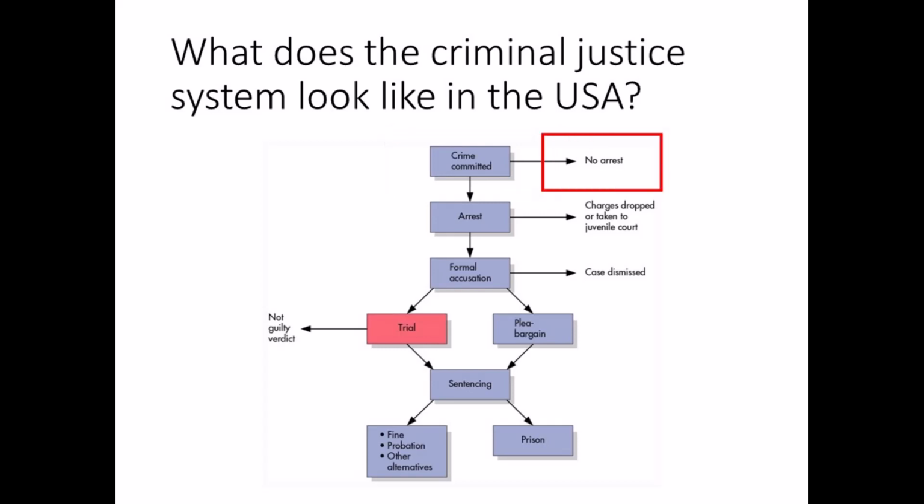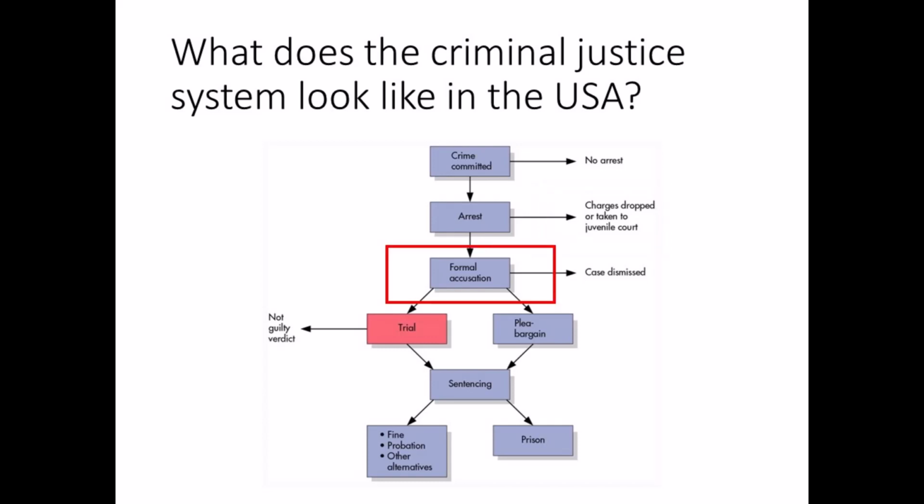For a number of reasons, some suspects are never arrested. Maybe because they aren't caught or found, or because there wasn't enough evidence to justify an arrest. In many cases, though, one or more suspects are arrested by law enforcement. Even after an arrest, sometimes the charges are dropped, or the suspect is transferred to juvenile court.